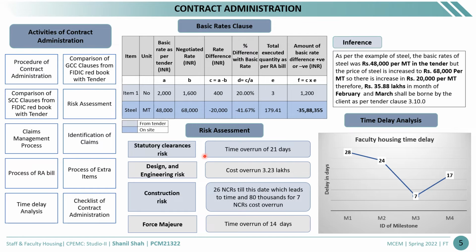So there was a time overrun of 21 days. Then in design and engineering risk there was a cost overrun of 3.23 lakh. Then in construction risk, till date there were 26 NCR. So we have calculated the cost of the 7 NCR and that is 80,000. Then in the time delay analysis, milestone 1 was delayed by 28 days. So here the delay is decreasing, but after milestone 3 the delay is increased due to the Holi festival.